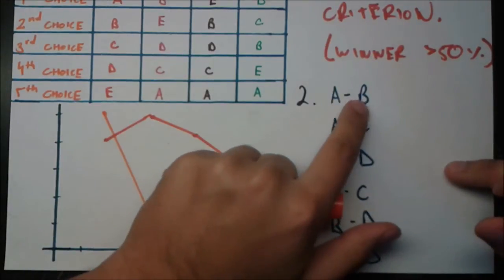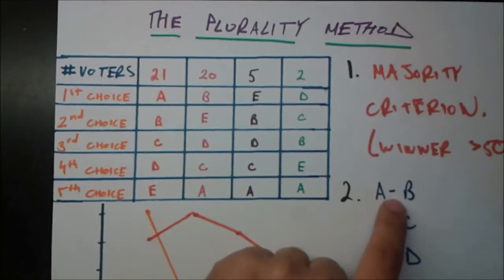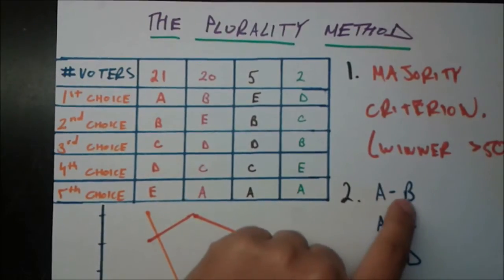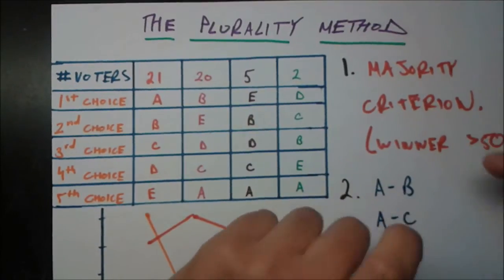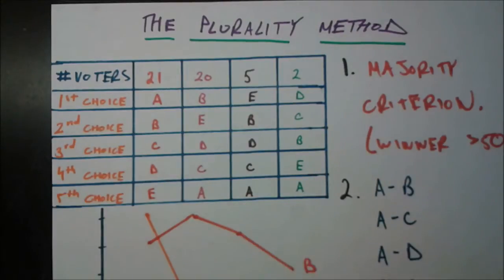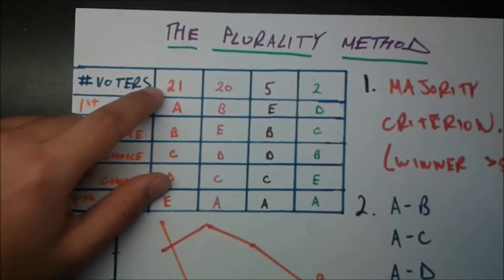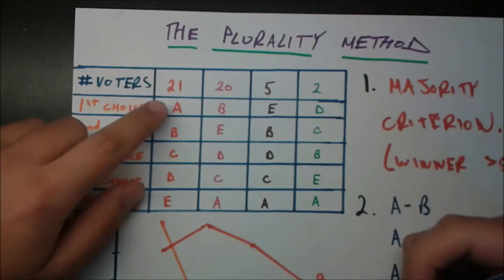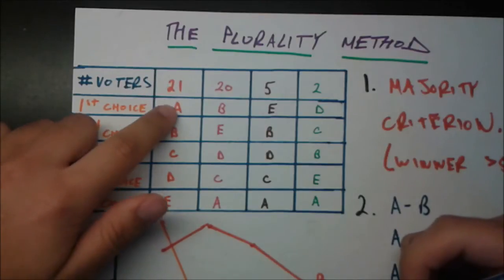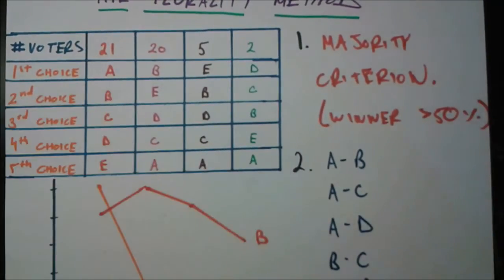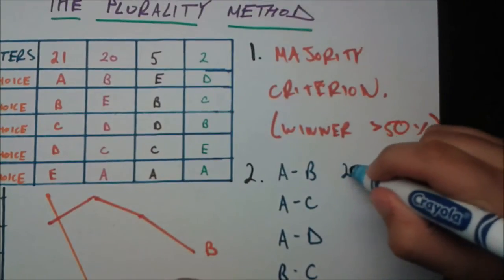First, let's look at A and B. Now, what does this mean? This means if there was a race just between the candidates A and B, who would win? And here's how we're going to determine that. We're going to look here. These 21 people, if there was just the race between A and B, who would they vote for? Well, they would vote A because that's higher on their list. So now A has 21 votes. So we're going to go ahead and write 21.